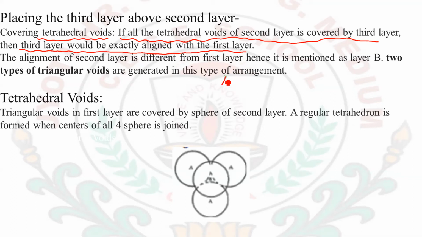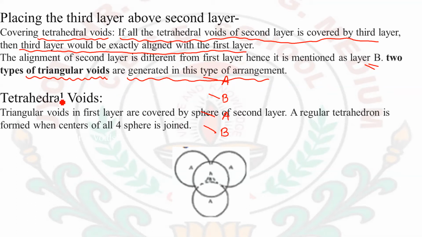It means it will be an arrangement of A, B, A type. The arrangement of the first and third layers will be the same, and the fourth and second layers will be the same. The alignment of the second layer is different from the first layer, hence it is mentioned as B layer. Two types of triangular voids are generated in this arrangement. How many types of triangular voids are generated here? Here two types of triangular voids are generated.